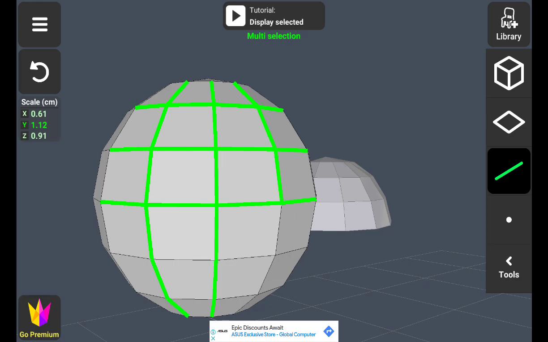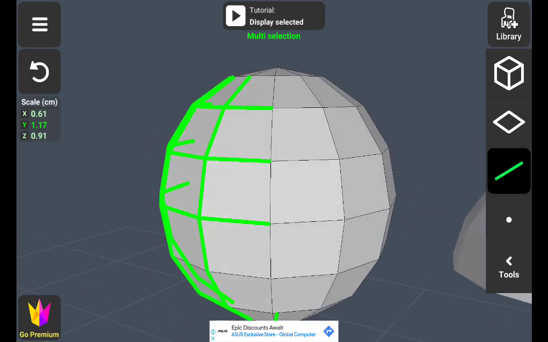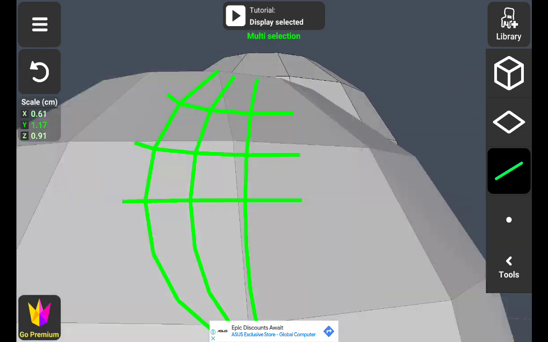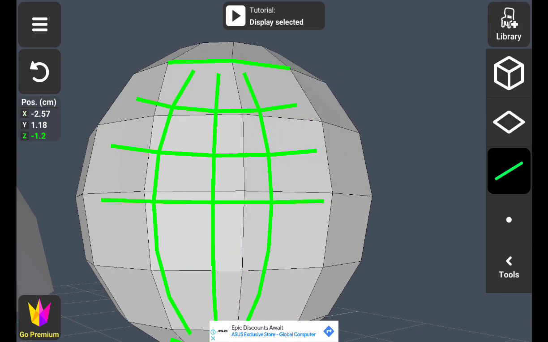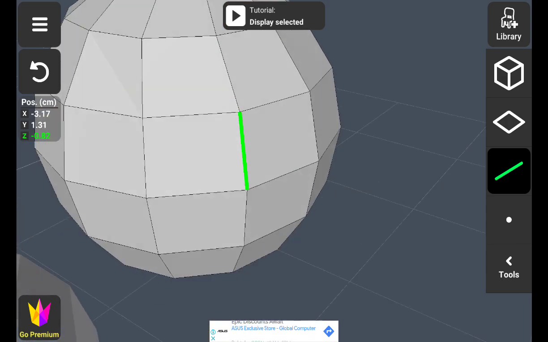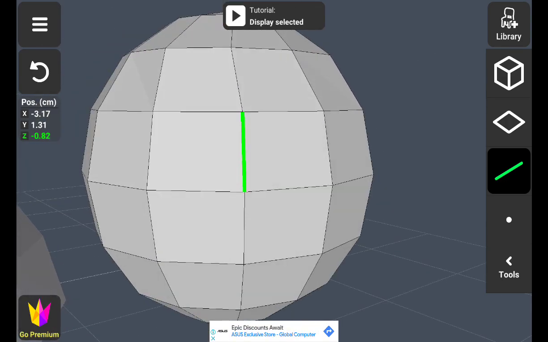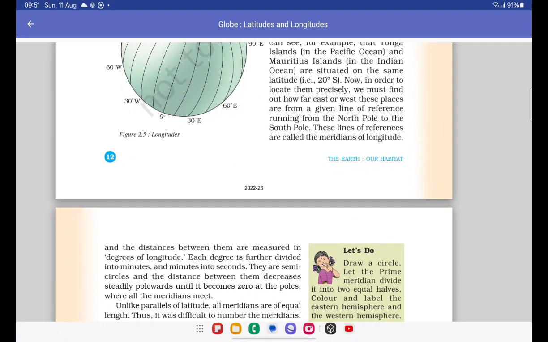See, all these lines are of exactly equal length. They do not keep on decreasing like in the case of latitudes, where the first line is the largest, the second line is smaller, the third line is even smaller, and as we move towards the poles, these lines would become even smaller. I've chosen a wrong point, but you will see that these lines would become smaller and smaller, right? But in the case of longitudes, these lines would basically remain the same. So their length would remain the same. So this is another difference between latitudes and longitudes.